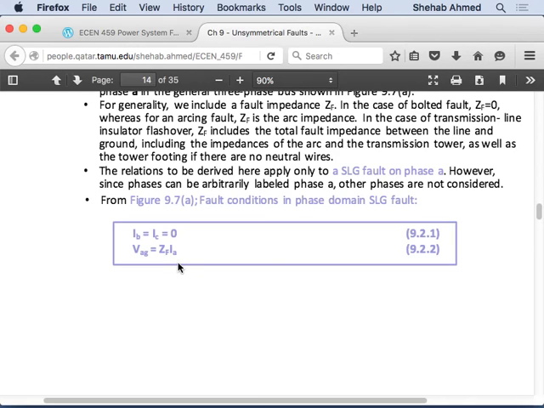IA is my phase quantity for phase A. How do I represent phase quantity in terms of sequence quantity? It's a sum of the sequence quantities. So IA is equal to I0 plus I1 plus I2. I just calculated I0, I1, and I2 before, right? So I will now merge the two things together and see what it buys me.